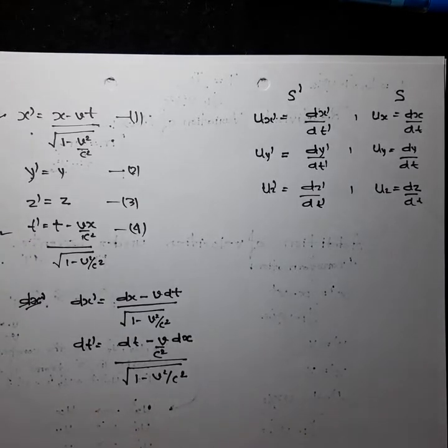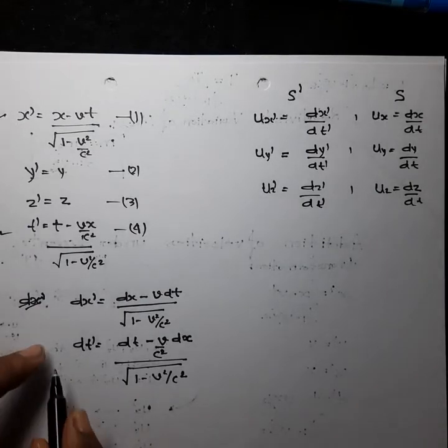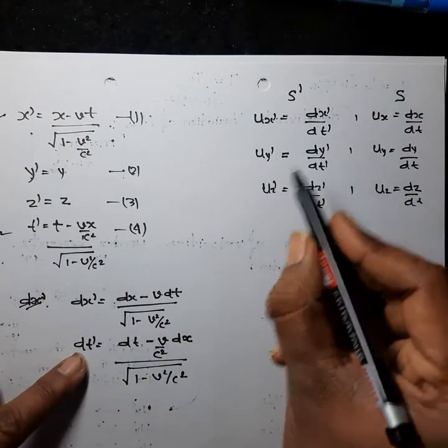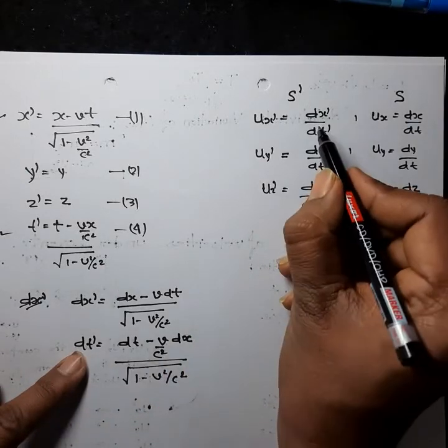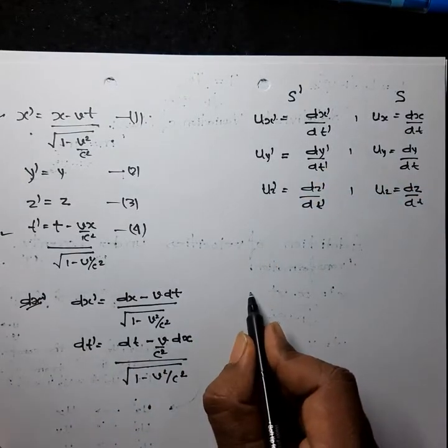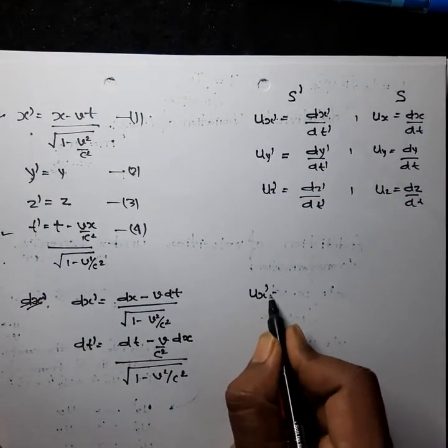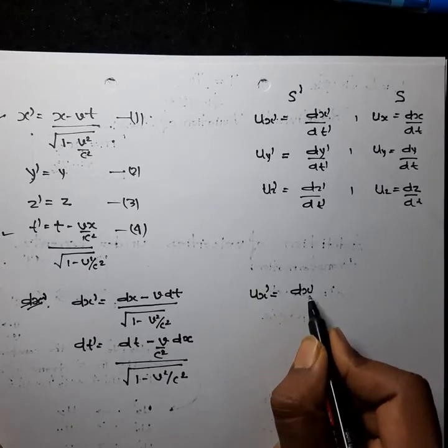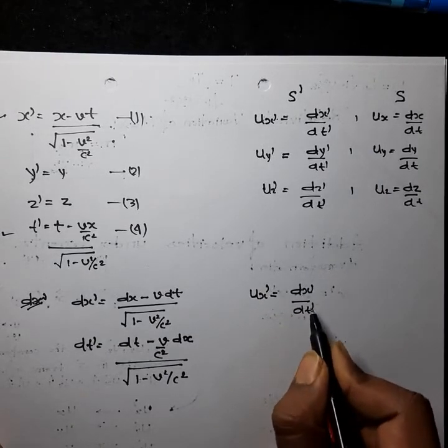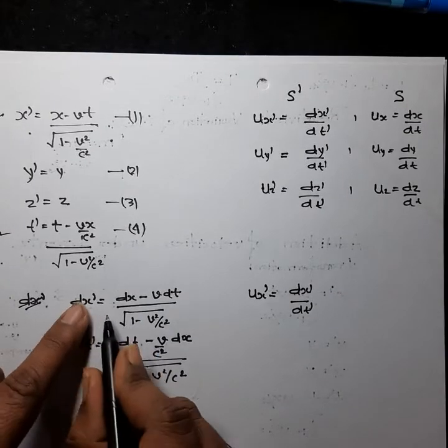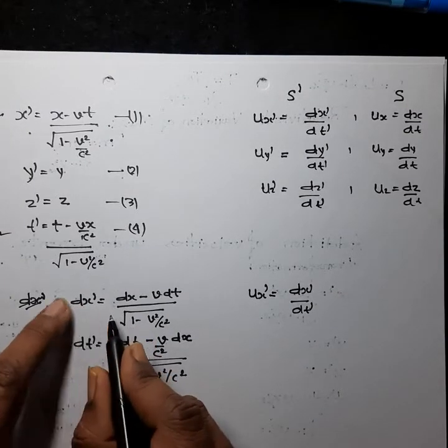How is the velocity defined? dx dash by dt dash. So you can write ux dash is equal to dx dash divided by dt dash. What is dx dash? You can use this expression.